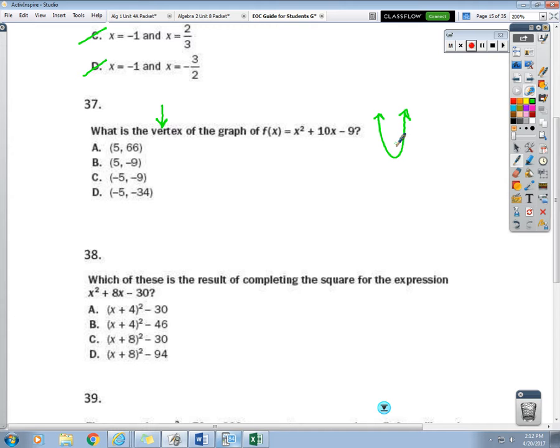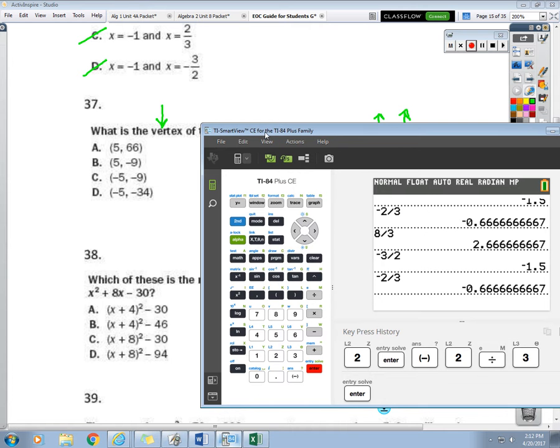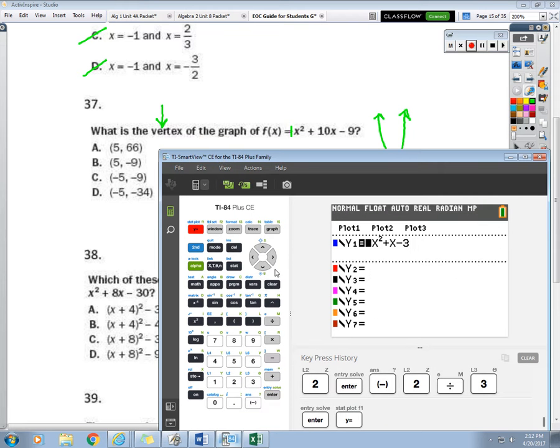It starts with x squared, so doesn't that mean it's going to make a parabola? Now, this parabola is going to be positive. It's going to open up. How do I know that? Right. Your front number is a positive 1, which means it'll open up. And in that case, the vertex would be at the bottom. So you're looking for the coordinate of that point. So the easiest way to find that would be to graph it. So y equals x squared plus 10x minus 9.